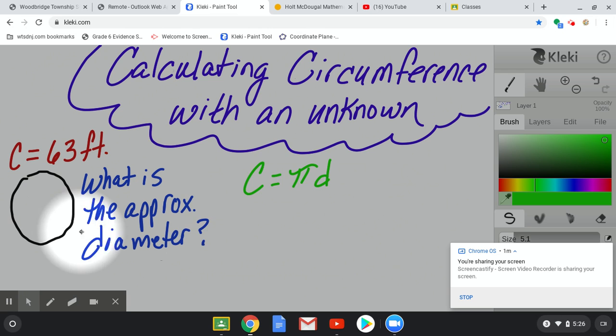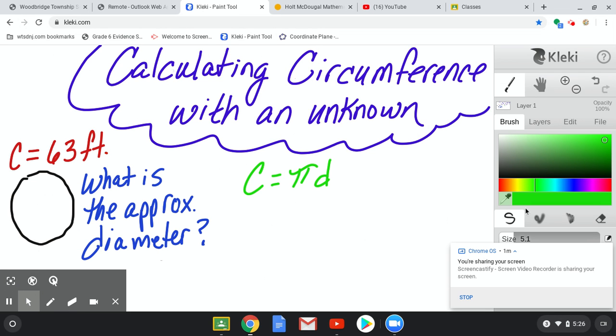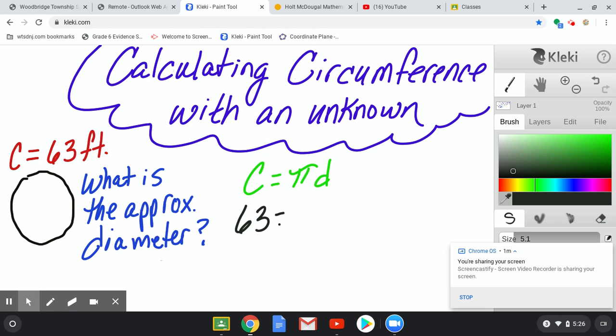So all we're going to do is use the formula, plug in the information that we know, and then solve for our unknown, as we typically do in school for our equations. Okay, so let's do that. We know what our circumference is here. In this case, it's 63 feet. We know that for pi, we are going to plug in 3.14, and we do not know our diameter because that's our unknown.